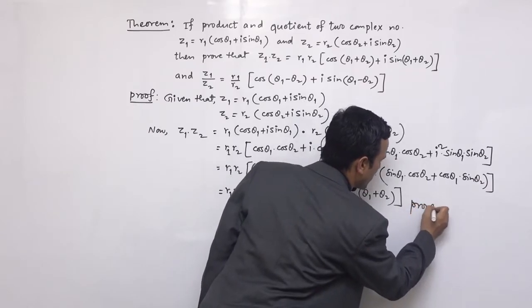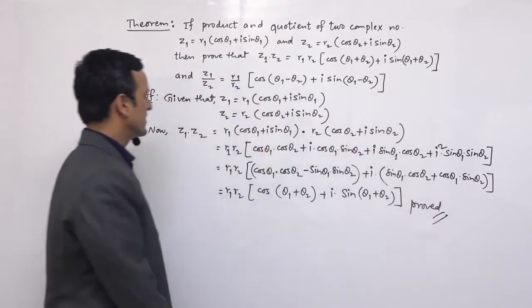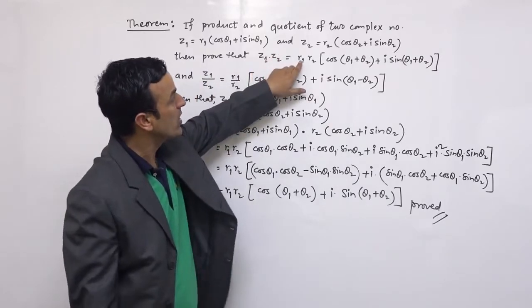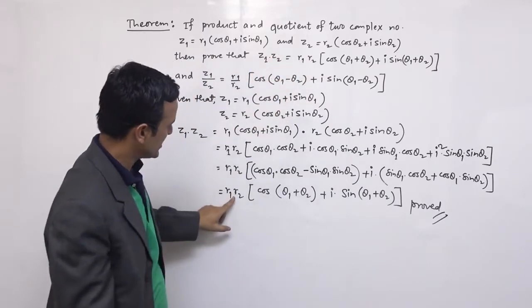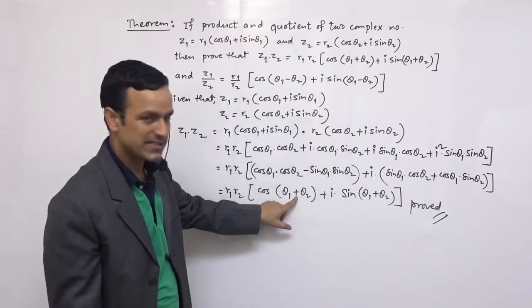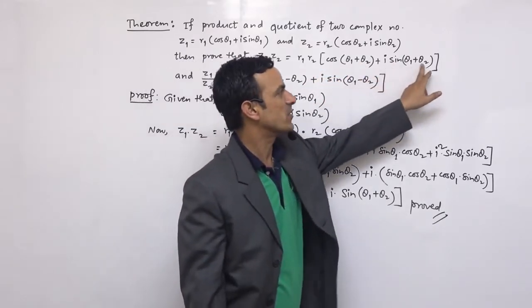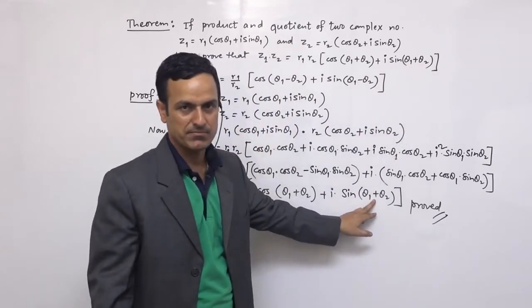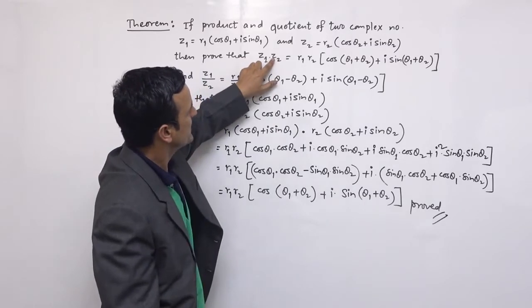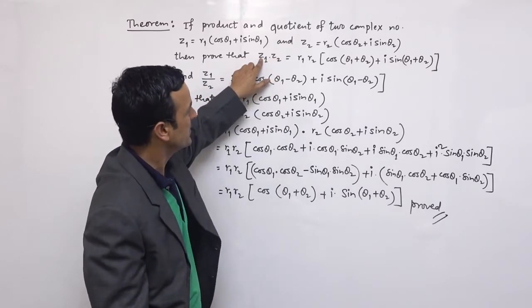In this way we can prove this relation. So this is the answer. Z1 into Z2 is equal to R1 R2. It is also here. And cos theta 1 plus theta 2 is the same, and I sin theta 1 plus theta 2 is also the same. So in this way we can prove the product of these two complex numbers.